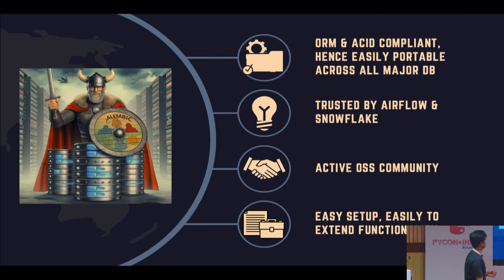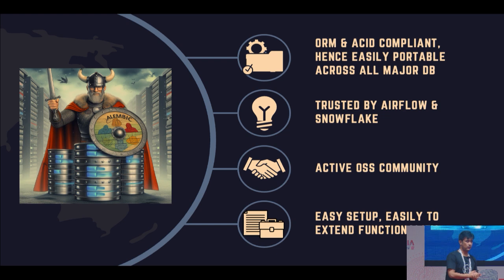So, back to it. What makes Alembic the most reliable? First of all, it's ORM and ACID compliant. ORM, the object relational mapping framework, basically helps portability across multiple databases. So if you maintain your DDLs and DMLs in the ORM syntax, you can easily apply it in Postgres, tomorrow in Snowflake, and the day after tomorrow in Oracle. It can be easily ported without having to change the syntax.